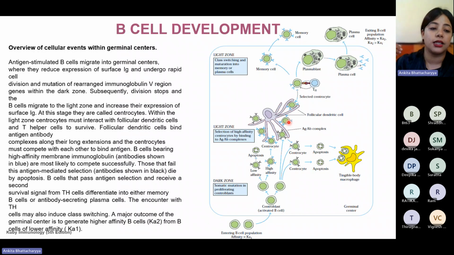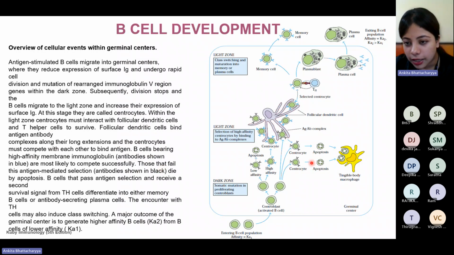And within this light zone, upon interaction between the centrocytes and the follicular dendritic cells and the T helper cells, they are able to survive. The follicular dendritic cells bind to antigen antibody complexes along their long extensions, and the centrocytes compete with each other to bind to the antigens. Those B cells which bear very high affinity membrane immunoglobulins, like we talked about in the process of affinity maturation, are selected for. And those are shown in blue.